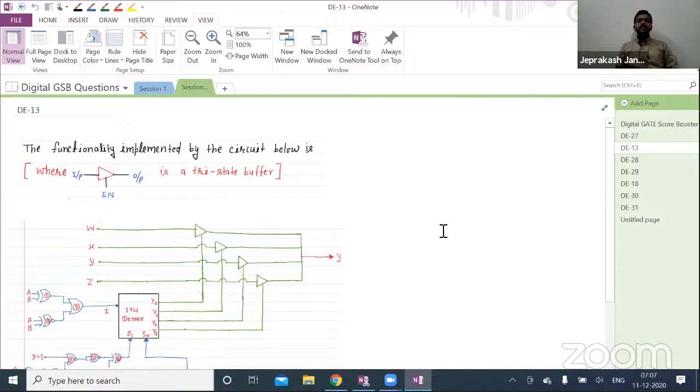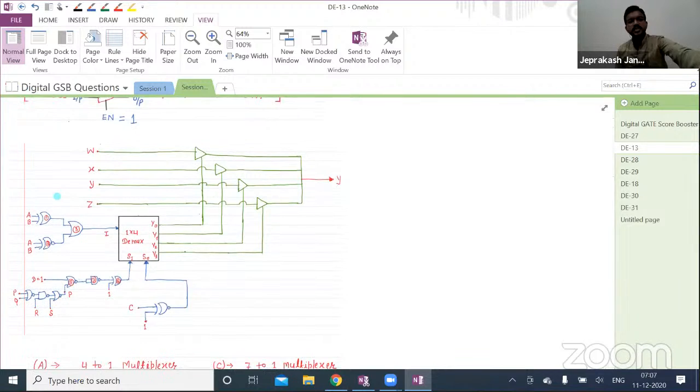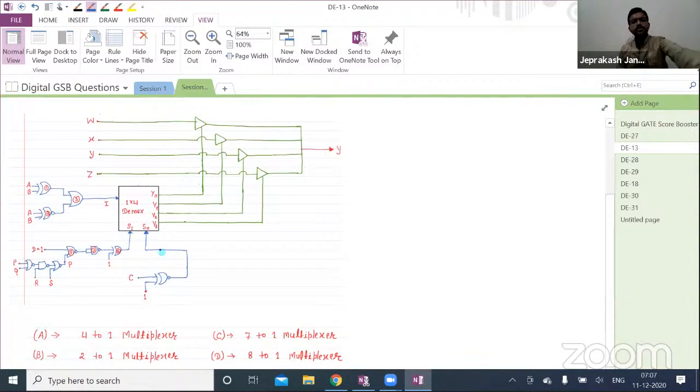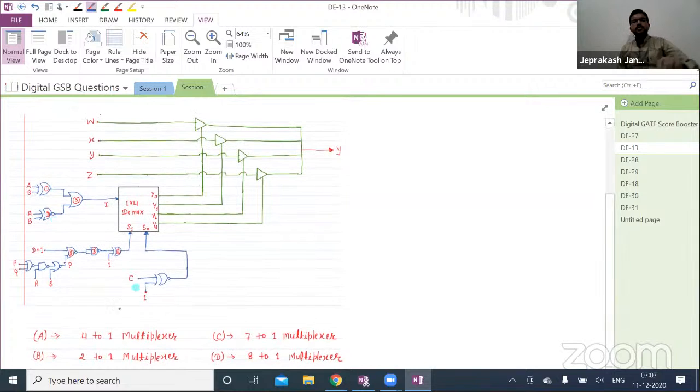Yeah. Next question. The functionality implemented by the circuit below is. Here he has given one buffer. Input is there, output is there. Whatever the input is, that will be connected to the output when enable equal to 1. It is a tri-state buffer. Otherwise, it will go into high impedance, that means input won't be connected to the output. And here he has given one circuit diagram like this, and 4 choices: either 4 by 1 mux, 2 by 1 mux, 7 by 1 or 8 by 1.